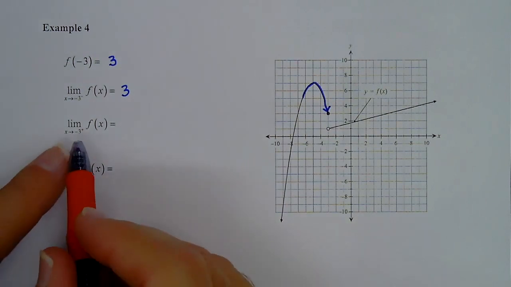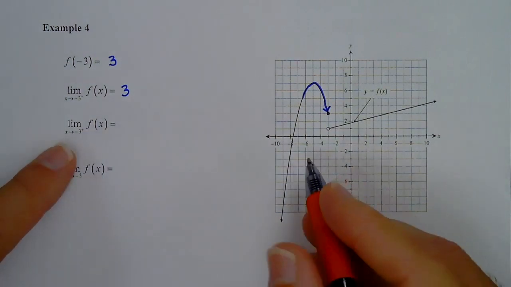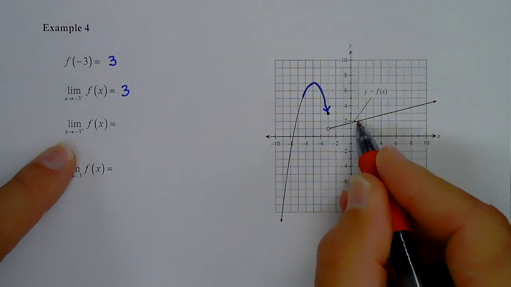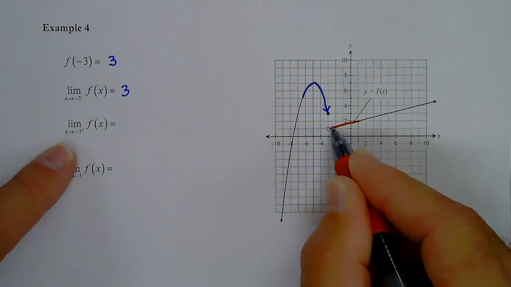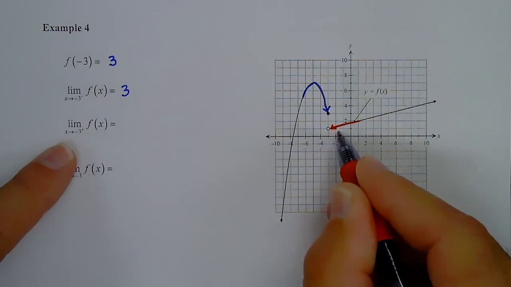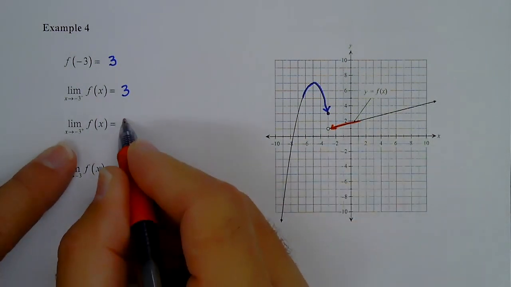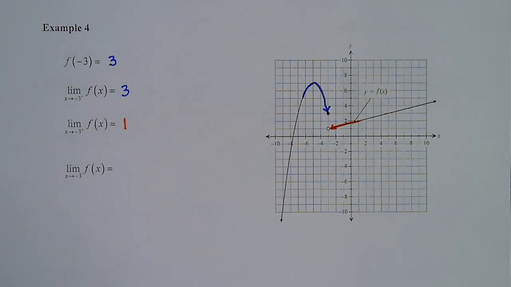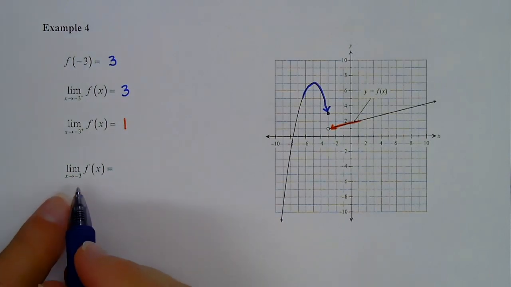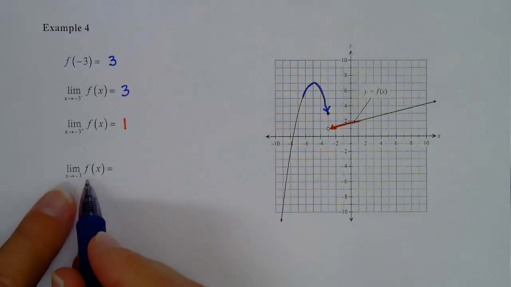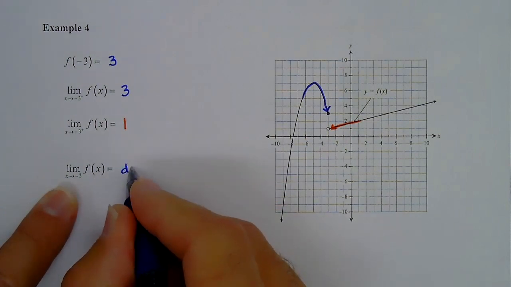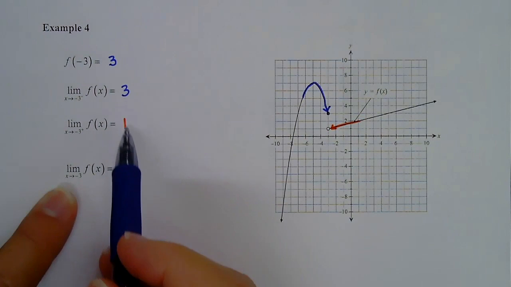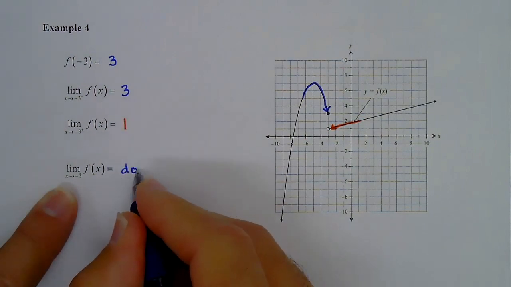Now, how about -3 from the right? So we want to be to the right of -3 along the graph and then follow along. And this side is approaching the open dot, right? And that open dot is at 1. So this is 1. Okay. And what that means is that the limit as x approaches -3 of f of x does not exist. And why? Because those aren't the same. Okay.